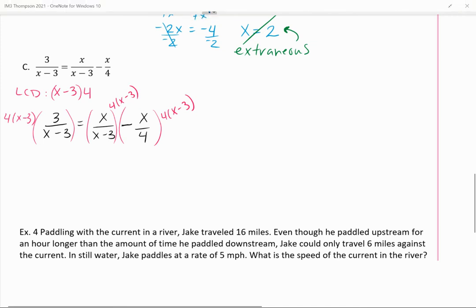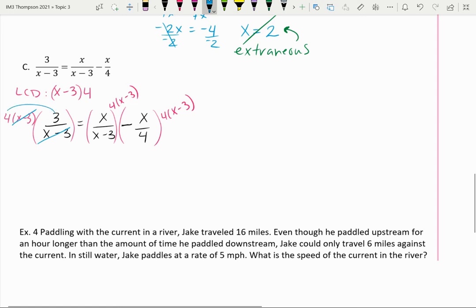This one's got a couple things that make it a little complicated. I've got more than one piece for my LCD. I also have a subtraction sign I need to be aware of. If I multiply every fraction, or every rational number, by the LCD, it's a little easier to see what cancels. So I have x minus 3 and x minus 3 cancels. 4 times 3 is 12.